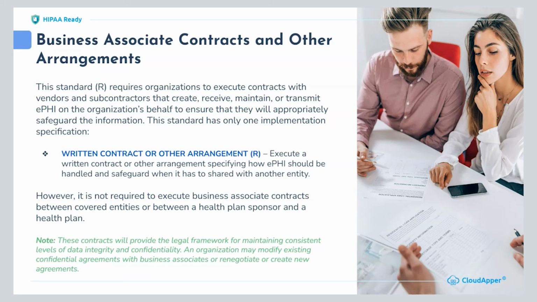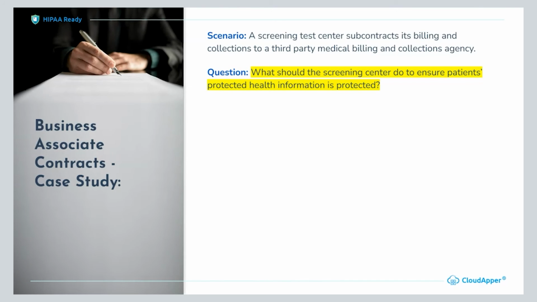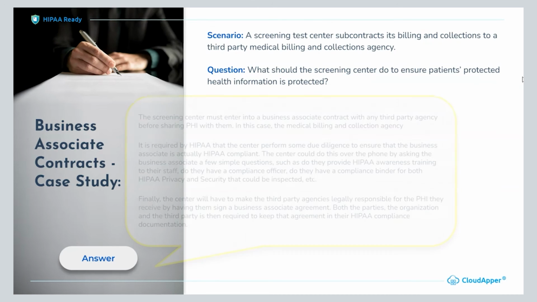An organization may modify existing confidential agreements with business associates or renegotiate or create new agreements. Let's do a case study on business associate contracts. A screening test center subcontracts its billing and collections to a third-party medical billing and collections agency. What should the screening center do to ensure patients' health information is protected?